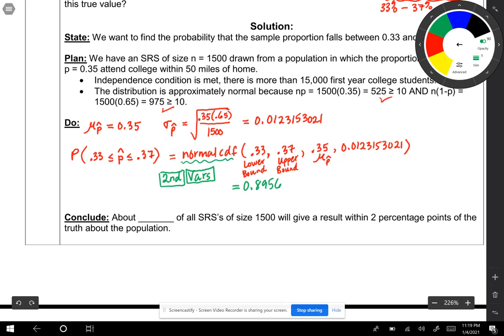0.8956 is our probability. So in our conclusion, state and conclusions kind of just go together because you're answering what you're stating in the beginning. About 89.56% of all simple random samples of size 1500 will give a result within 2 percentage points of the truth about the population. Or you could have said something like about 89.56% of all simple random samples of size 1500 will give a result between 0.33 and 0.37.